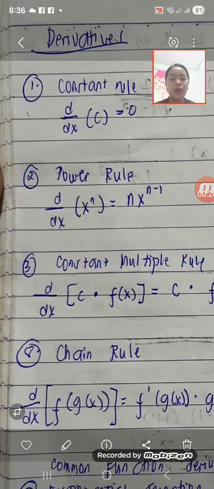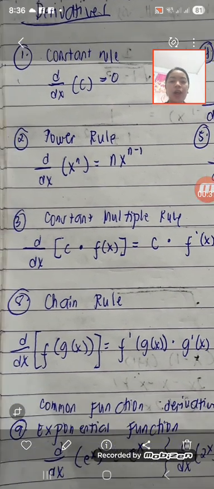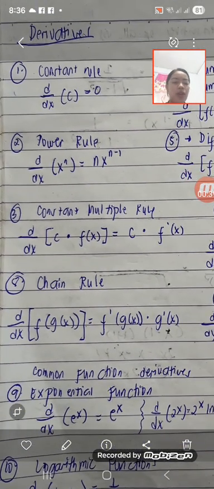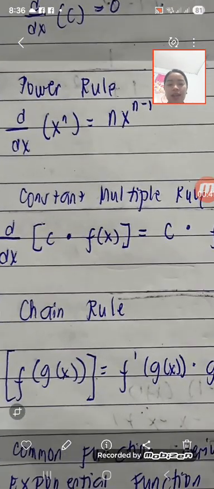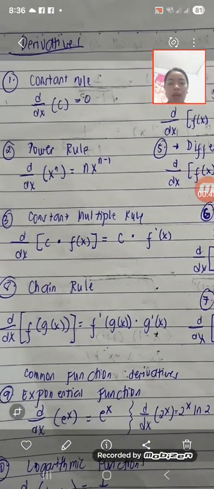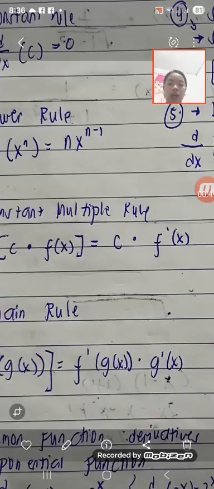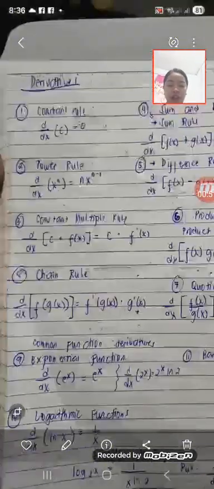Next one is the power rule. For power rule, you just need to bring down the exponent, copy the x, and deduct 1 to the given exponent. Third one is the constant multiple rule. For our constant multiple rule, it is something like this. You just need to copy the constant and multiply it to the derivative of this function.